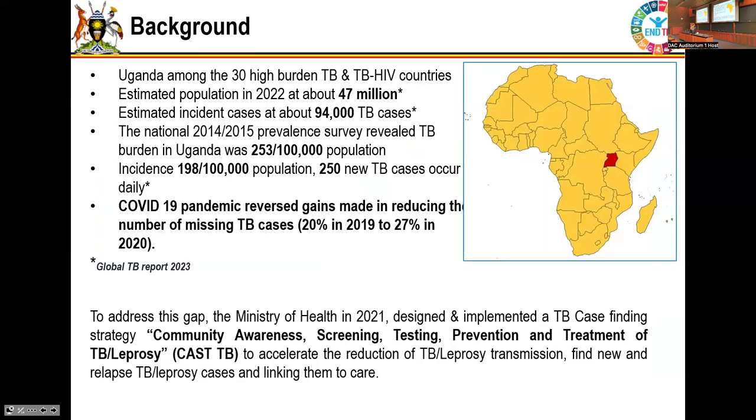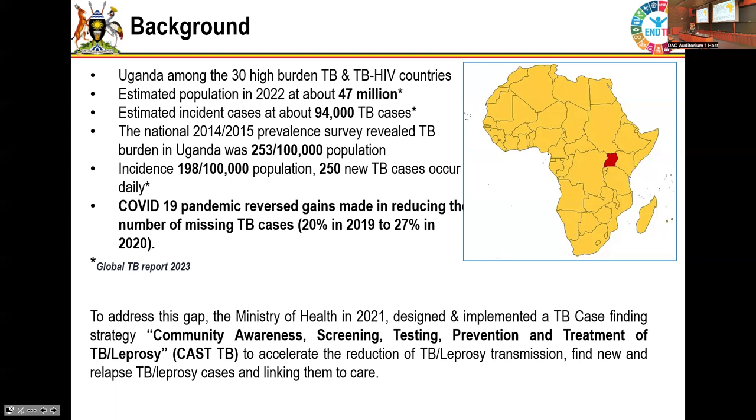So like I said, in 2019, when we started to do the strategic plan, we knew that we are among the 30 high burden TB and TB HIV countries in the world. Our population is around 47 million Ugandans. And estimated TB cases every year is 94,000. So by around that time when we sat, we were looking at 253 per 100,000 population, people having TB. And we said, we need to reduce this within 5 years.